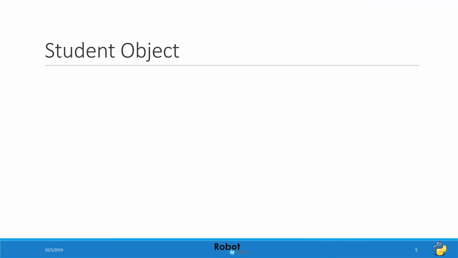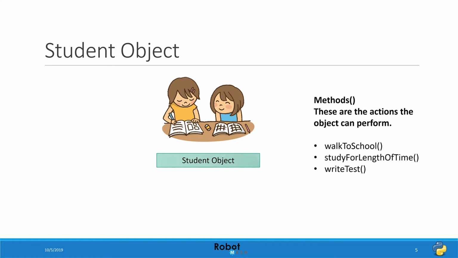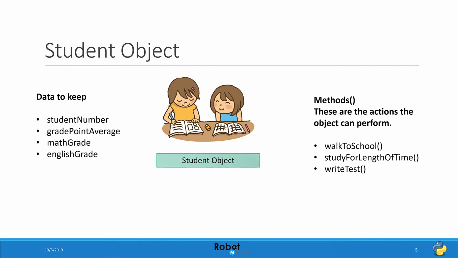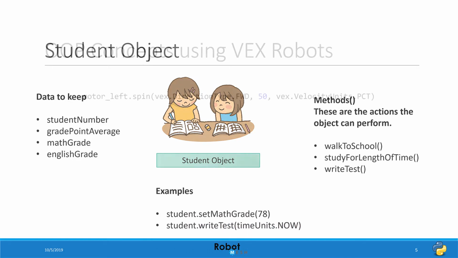Here we have a student object. The methods or actions that our student can perform include walking to school, studying for a length of time, and writing a test. The data that we wish to keep about the student includes things like their student number, math grade, and English grade. Now, in this example, we use the dot operator to set the student's math grade or to make the student write a test.